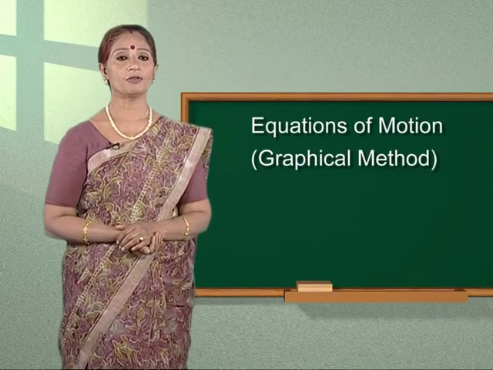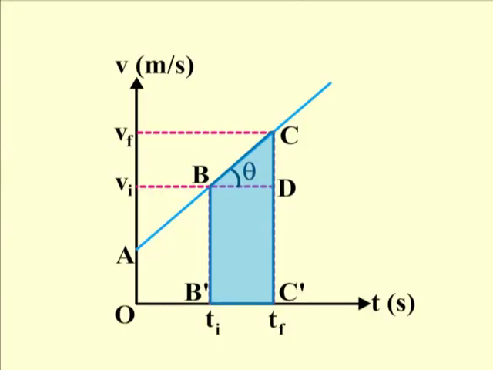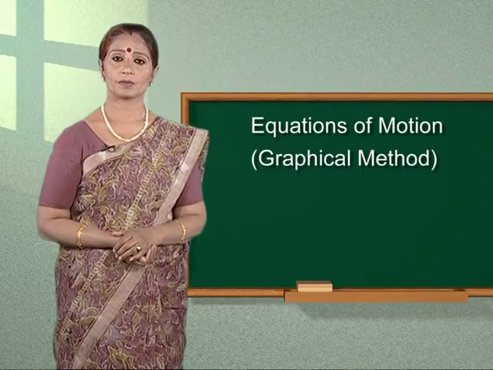Another property of Vt graph is the area enclosed by the Vt curve and the time axis gives us the distance traveled by the object. In this velocity time graph, distance traveled during the time interval Ti to Tf is equal to the area enclosed by the Vt curve and the time axis during the time interval from Ti to Tf.